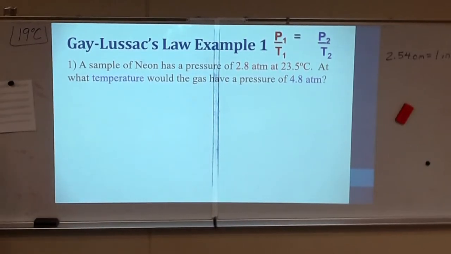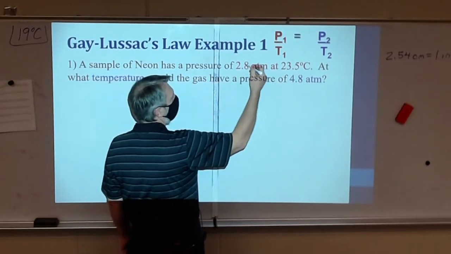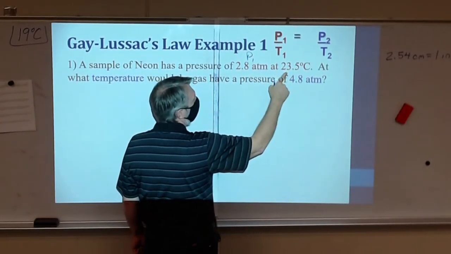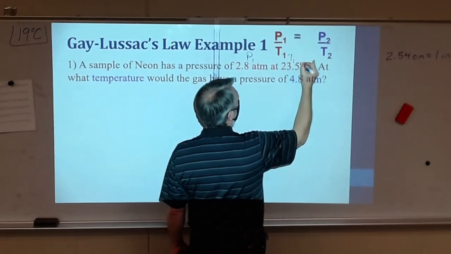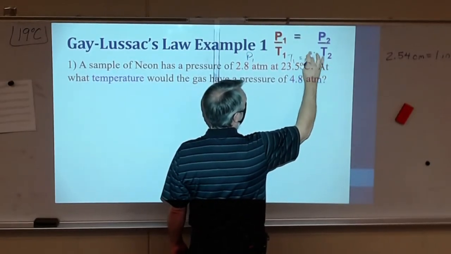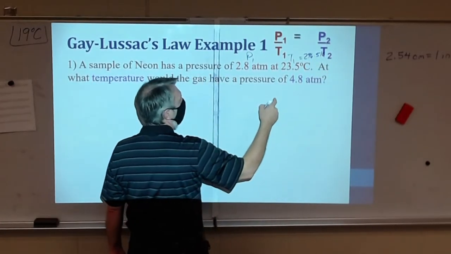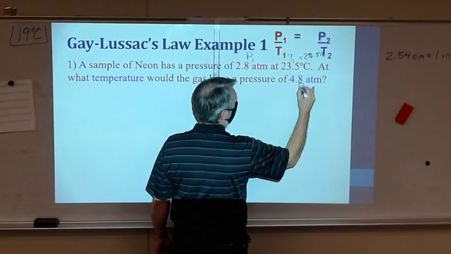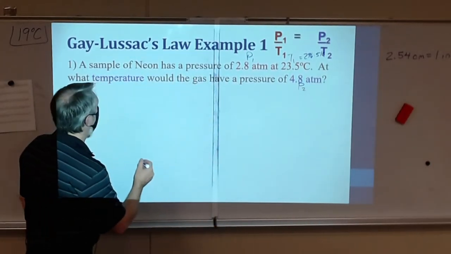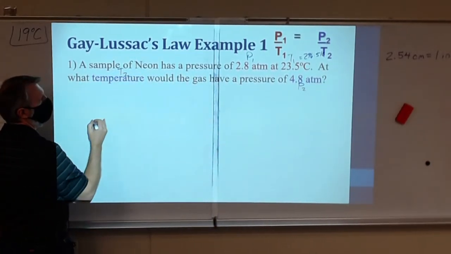A sample of neon has a pressure of 2.8 atmospheres at 23.5 degrees Celsius. At what temperature will the gas have a pressure of 4.8? Let's identify our variables. 2.8 is P1. 23.5 is T1, but let's go ahead and convert that. That should be what? And 4.8 is P2. And I'm asking you to find T2, right?